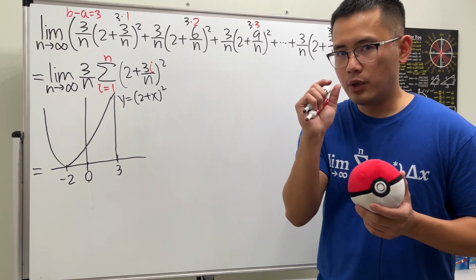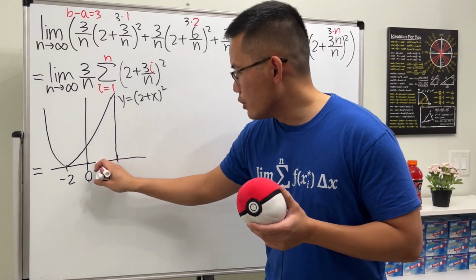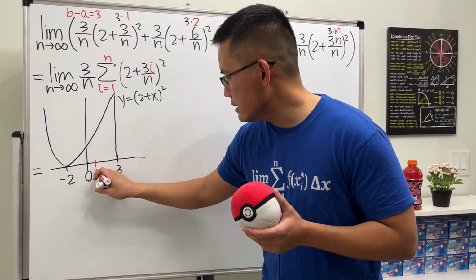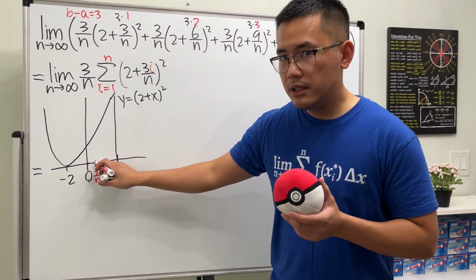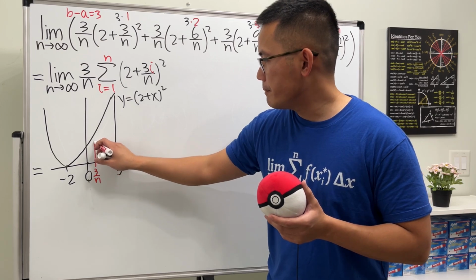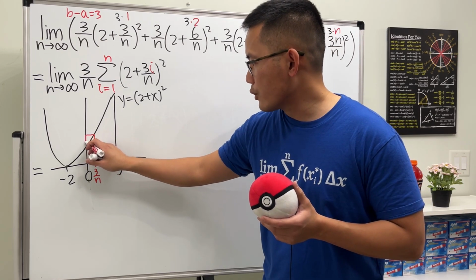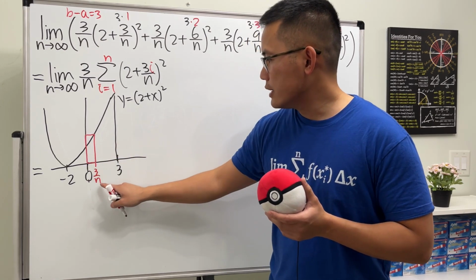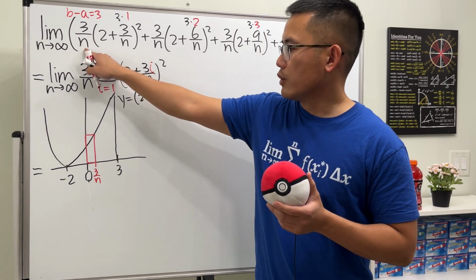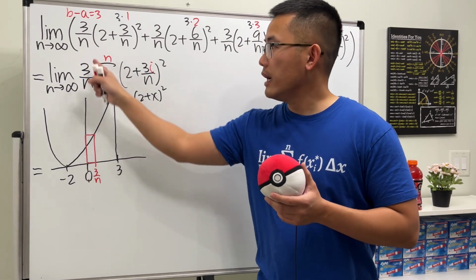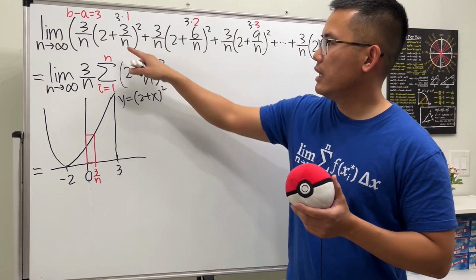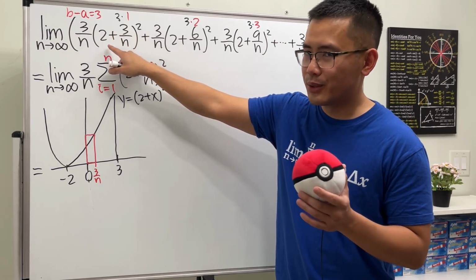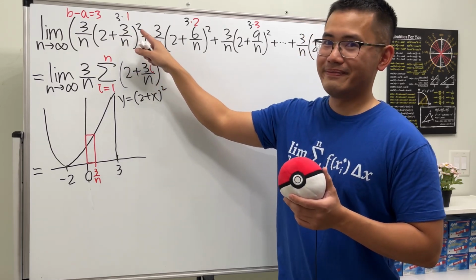So each width will be 3 over n. So I'm just going to make a cut. This is 3 over n. And you see, we are using this as an x value. We can just go up and then hit the curve and then draw our rectangle. So as we can see, the first rectangle has the width 3 over n, and if we put the 3 over n into this x, we get 2 plus 3 over n squared.